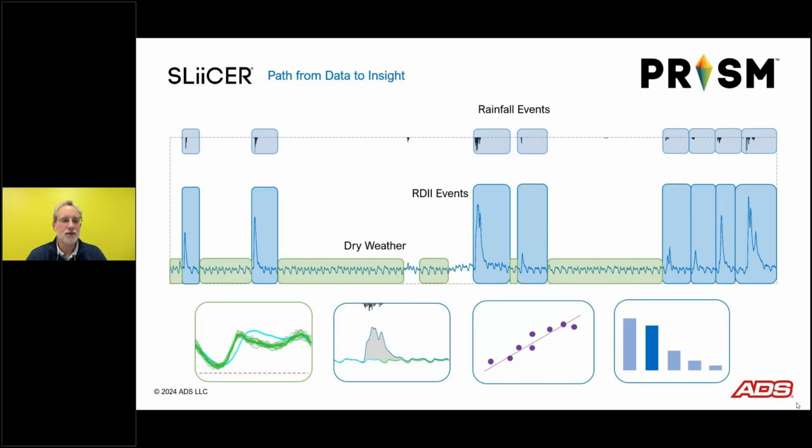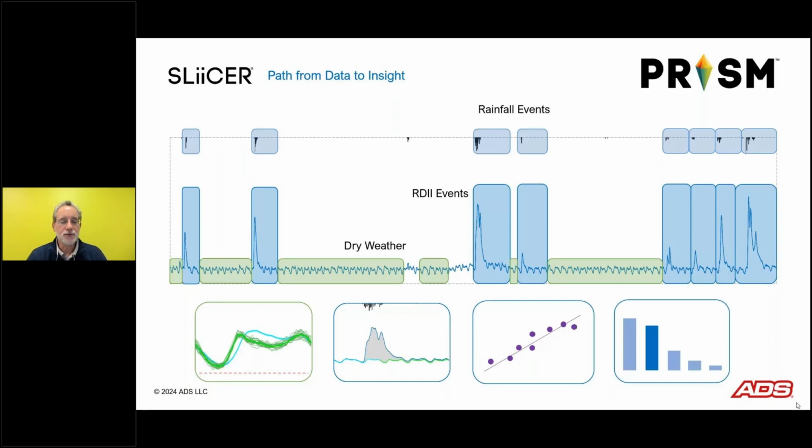We want to understand what this response is and how different it is from our typical flows when it's not raining. So SLiiCER will go through and pick out what we call the dry day patterns, which is that bottom graph on the left. And it will say, hey, let me find times when it's not raining and when the system is not in a recovery from a previous rain, and let me identify those dry day patterns, that base flow or normal in the sewer system.